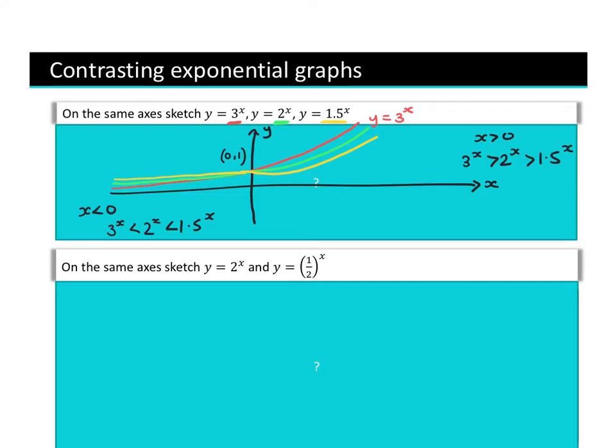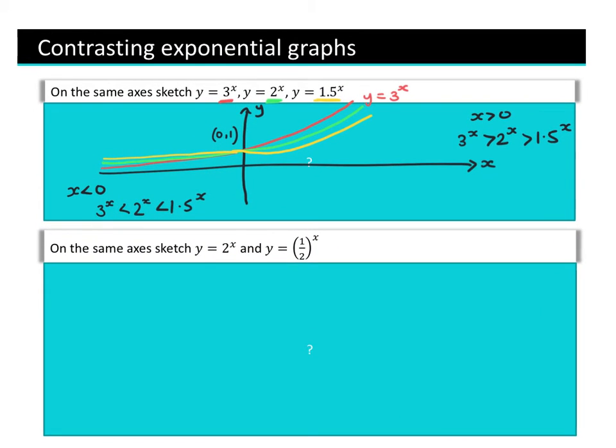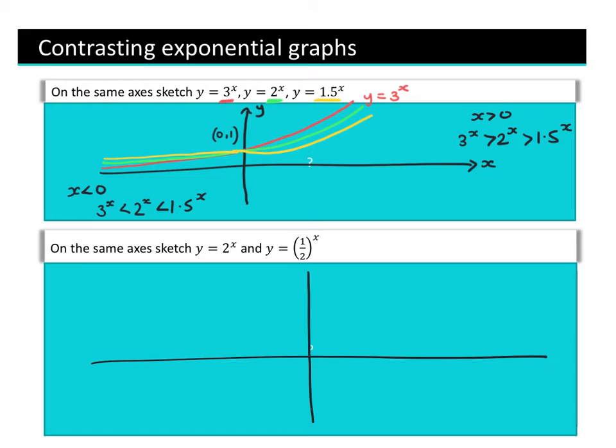You just have to know this, because if you were told to sketch 2 of the same on the same axes, you have to understand exactly what's going on. When in doubt, put numbers in and work it out, okay? So, on the second one, on the same axis, sketch y equals 2^x and y equals (a half)^x. So give this a go for me, please.